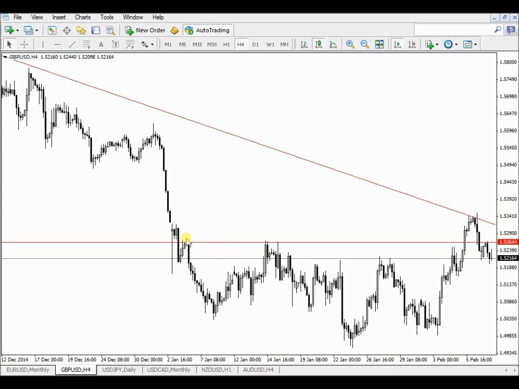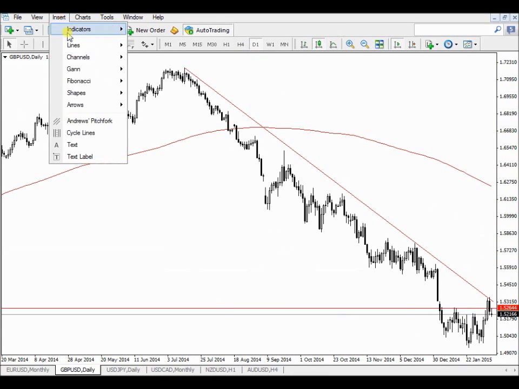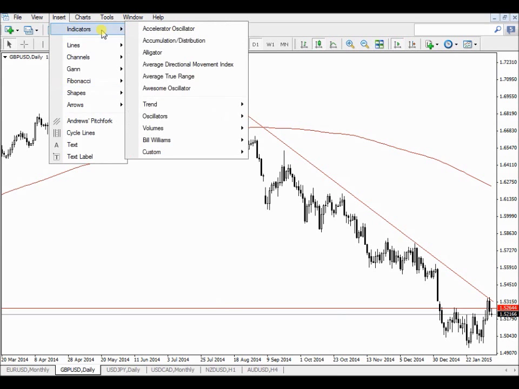So resistance, sorry. There's a resistance. Came here, tested the resistance. Came here, tested the resistance. And now again we are around the resistance area here. First indicator that we will use, or that we will discuss tonight.